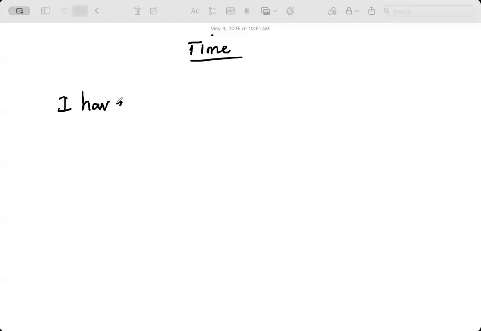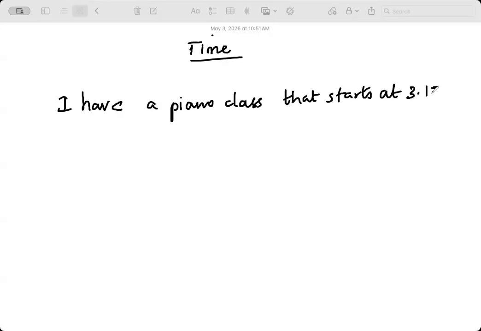Okay, I have piano class that starts at 3:15 p.m. How many of you know the difference between PM and AM? PM is at night and AM is at morning. It's evening and AM is morning. Okay. What does AM stand for?